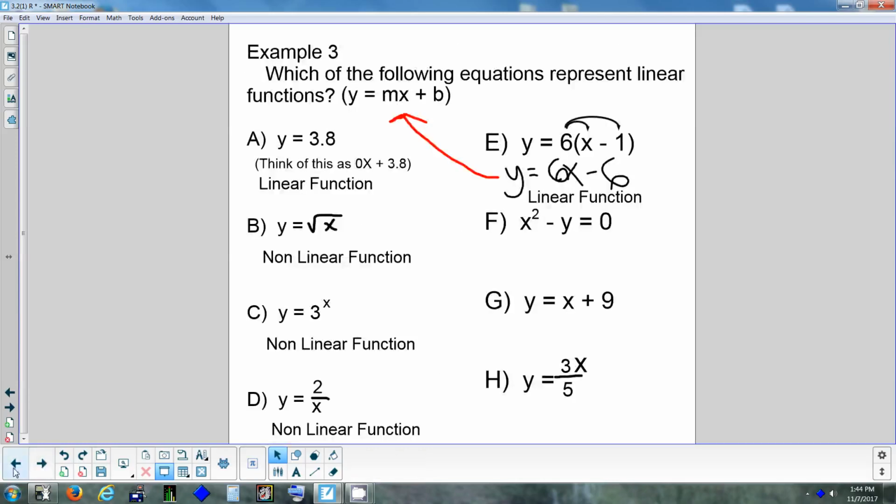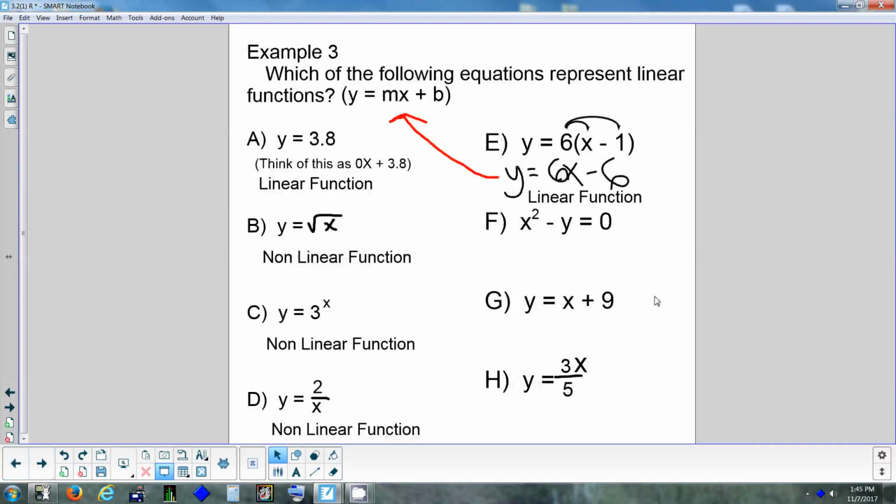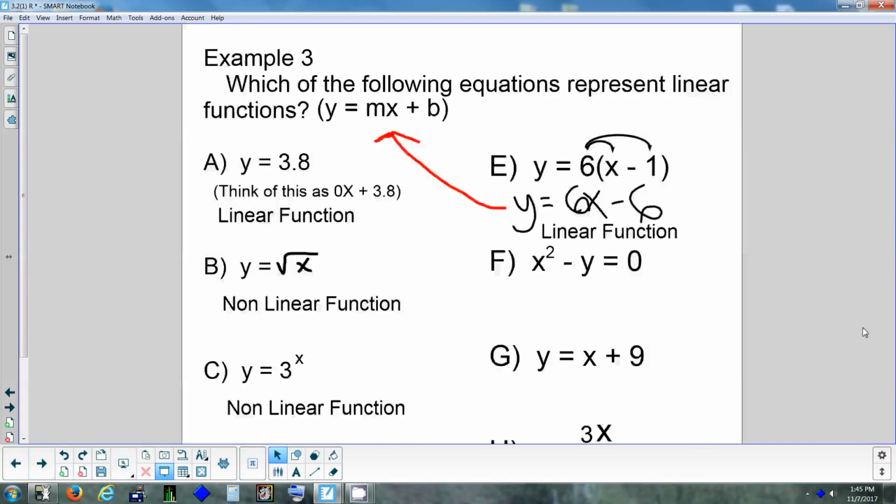And wherever it has the square, square root, anything like that, absolute value, that means it's all going to be non-linear. All right? Now we get x to the second minus y equals 0.